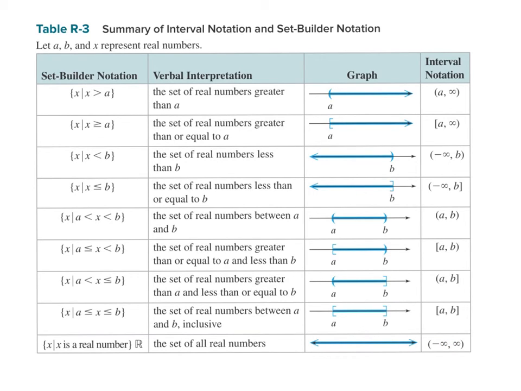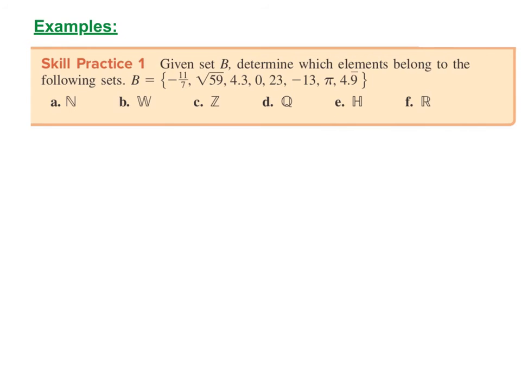Now if you want to take a picture, you can get all of that in your notes at one time. Here's the first example, okay, and obviously it has 6 parts. All we're doing, we have this set B. Okay, the set B contains all of these different numbers. Negative 11 sevenths, square root of 59, 4.3, 0, 23, negative 13, pi, and 4.9 repeating, which for all intents and purposes is 5. I hope you guys know that.